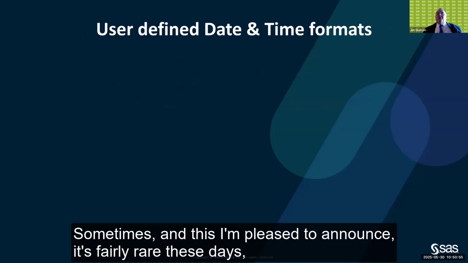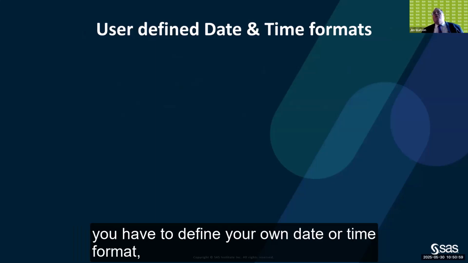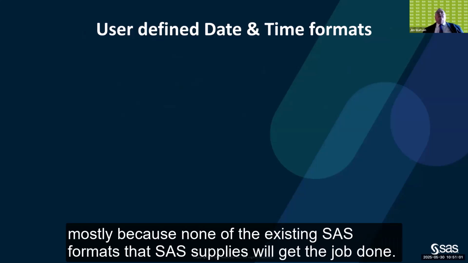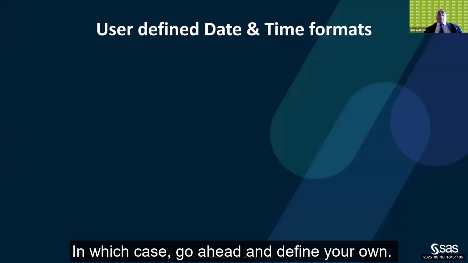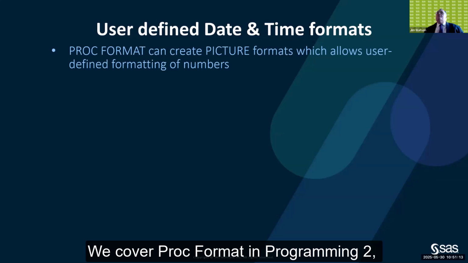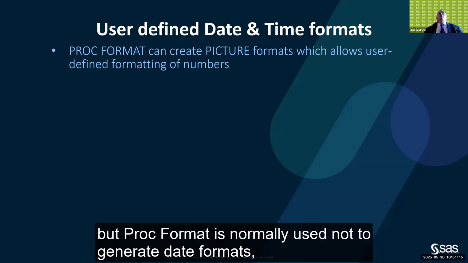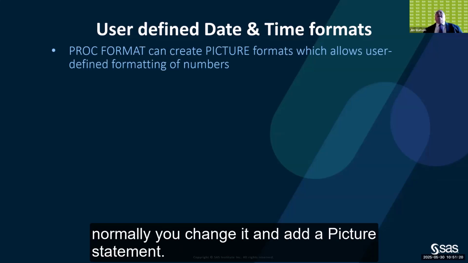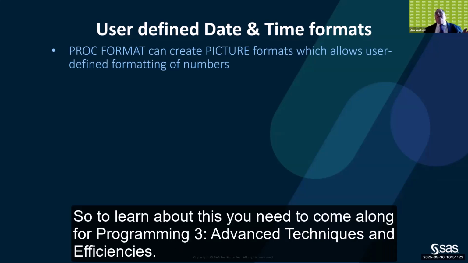Sometimes, and this I'm pleased to announce is fairly rare these days, you have to define your own date or time format, mostly because none of the existing formats that SAS supplies will get the job done. In which case, go ahead and define your own. We cover proc format in Programming 2 too. But proc format is normally used not to generate date formats, not unless you change it and add a picture statement. So to learn about this, you need to come along for Programming 3 Advanced Techniques and Efficiencies.